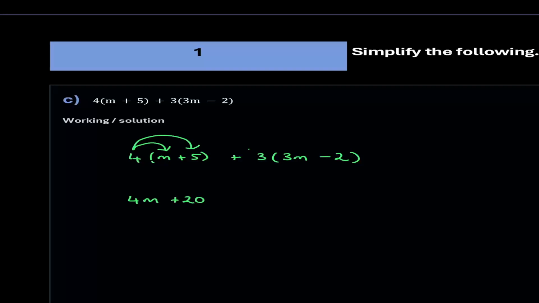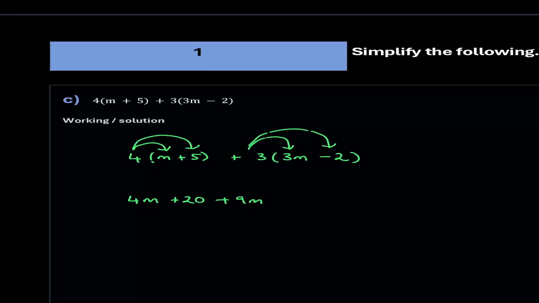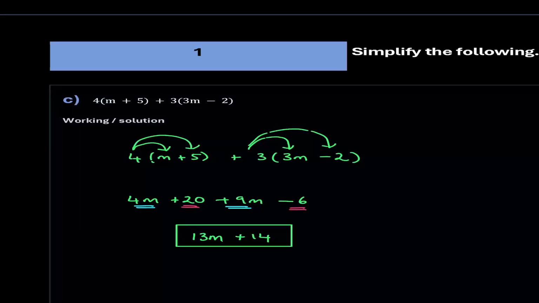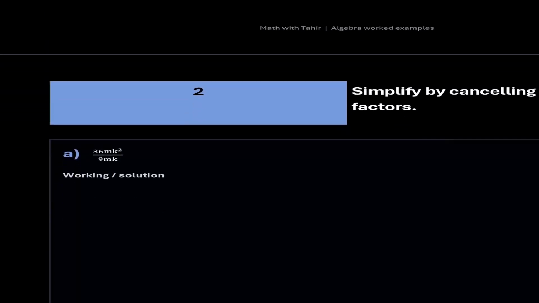And then we do the same for the second bracket. So it's 3 times 3m, which is 9m. And then positive 3 times negative 2, which is neg 6. Now we could collect like terms. So you've got 4m plus 9m, which is 13m. And then we have 20 take away 6, and 20 take away 6 is positive 14. So your answer should be 13m plus 14 for that one. Very good.